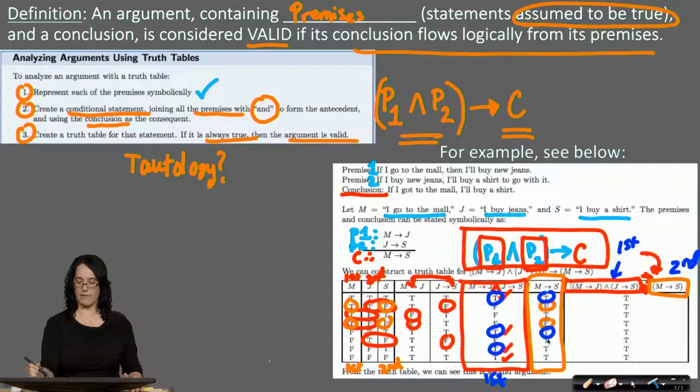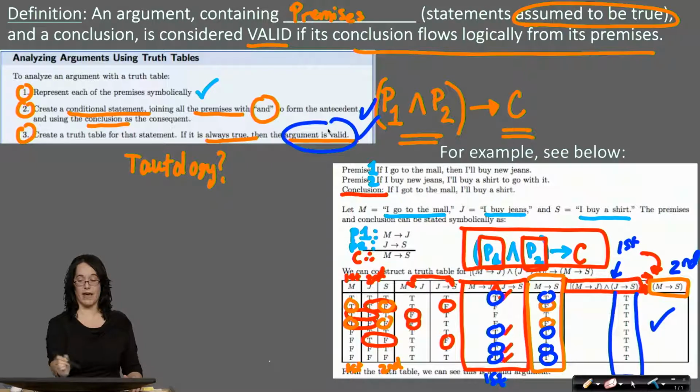It's true in the 7th row, but it's also true for the consequent. It's true in the 8th row, but it's also true for the consequent. So there are no falsehoods here, which means this entire column is a tautology. If it is a tautology, then we have a valid argument. So this is in fact a valid argument.